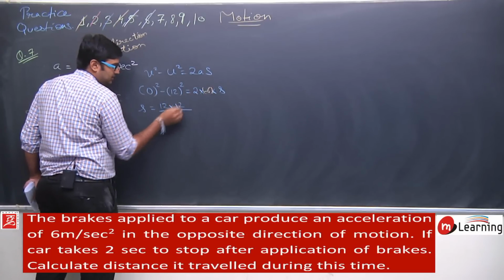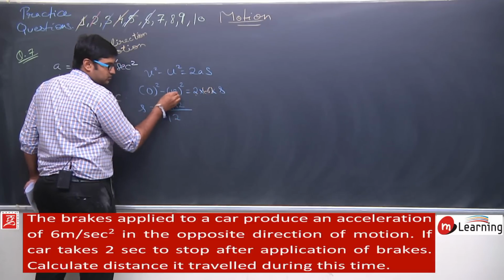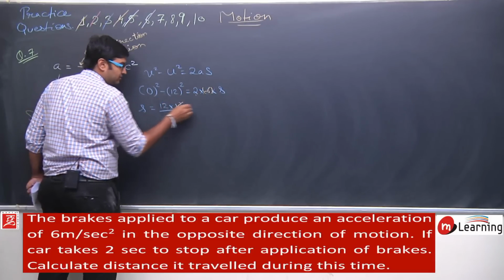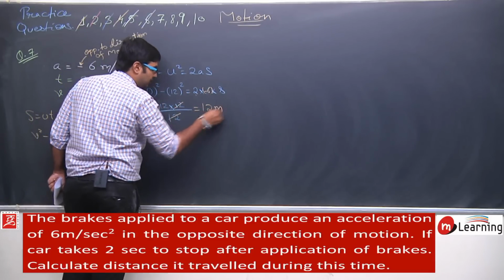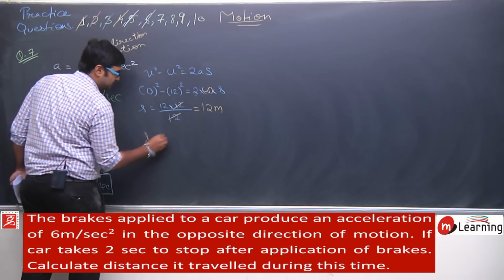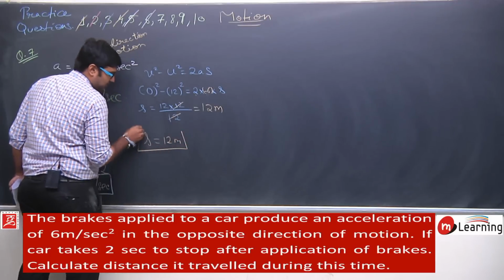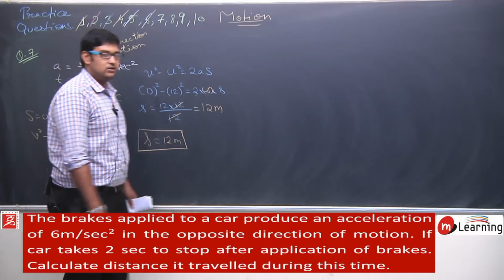This is 6 into 12, 6 into 2 is 12. This is the square of 12, 12 into 12. This 12 will get cancelled. It comes out to be 12 meters. So the distance after which the car has stopped is 12 meters.